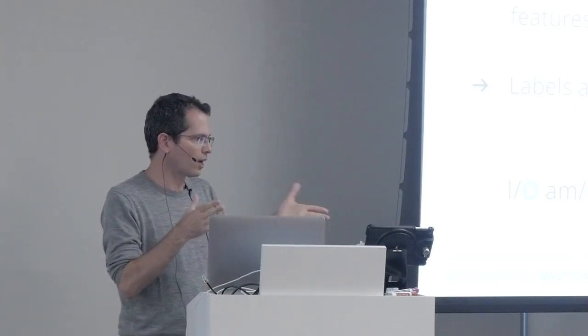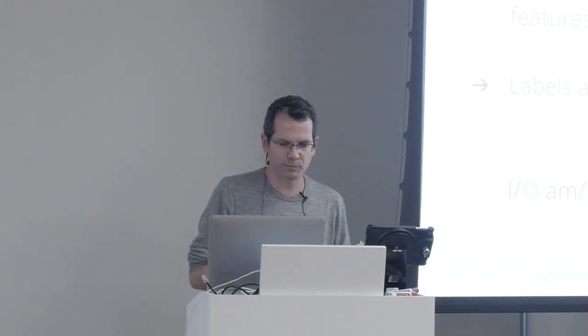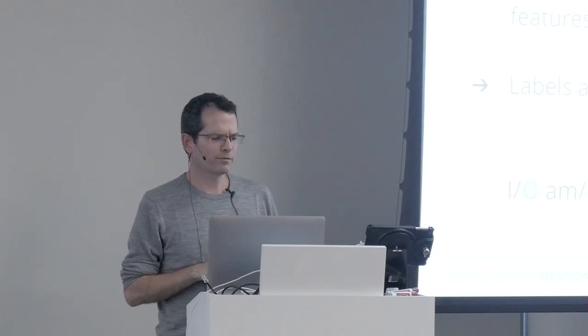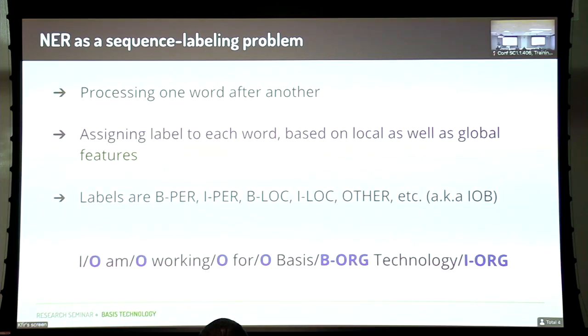So now let's talk about how we actually address this problem from a machine learning perspective. Let's first model the problem. Named entity recognition is a sequence labeling problem. It means that we process word after word. So we have a sequence of words: we break the text into words and then we process every word, and for every word, we try to assign a specific label.